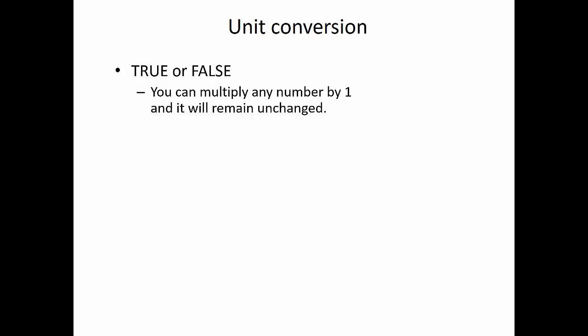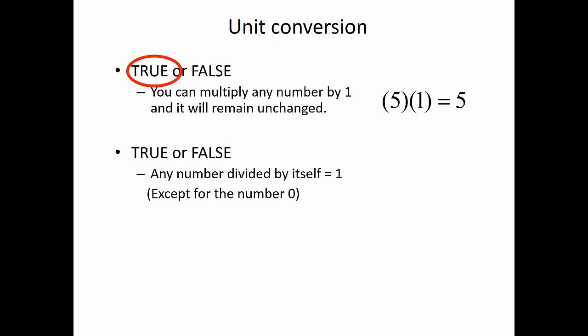Now let's talk about unit conversion. Sometimes we have to move from one unit to another, sometimes from one system to another. So true or false, you can multiply a number by 1 and it will remain unchanged. Well, this is true. For example, if we have 5 and we multiply that by 1, then our answer is still 5. True or false, any number divided by itself equals 1 with the exception of 0. This is also true. 5 divided by 5 is equal to 1.